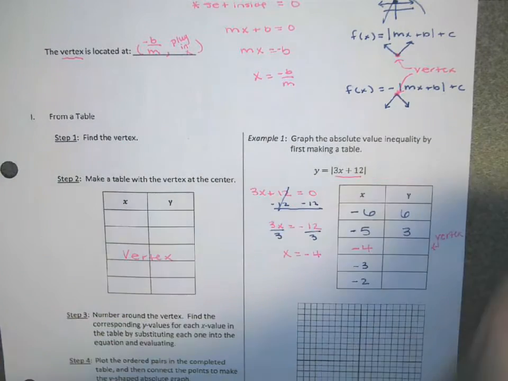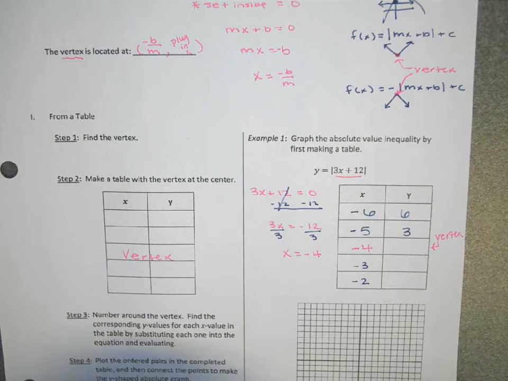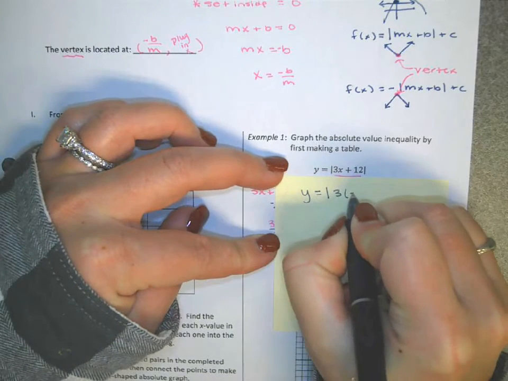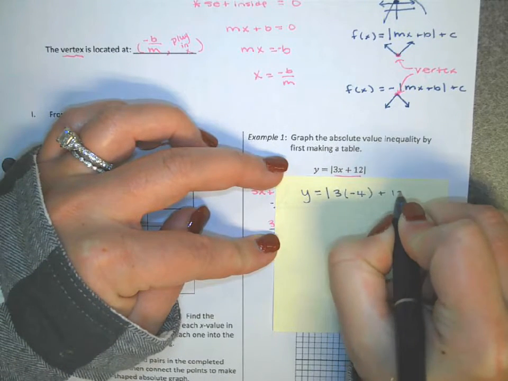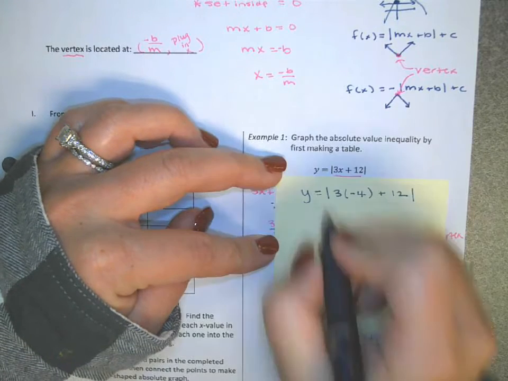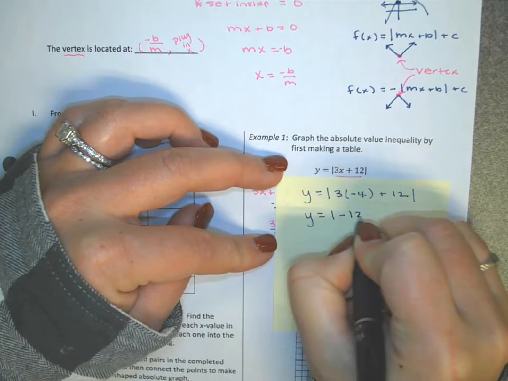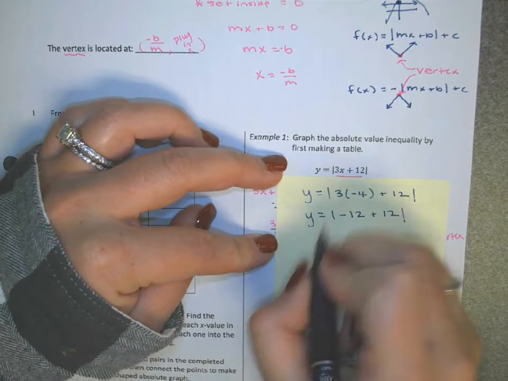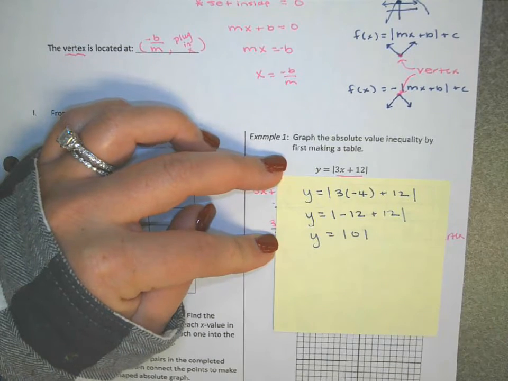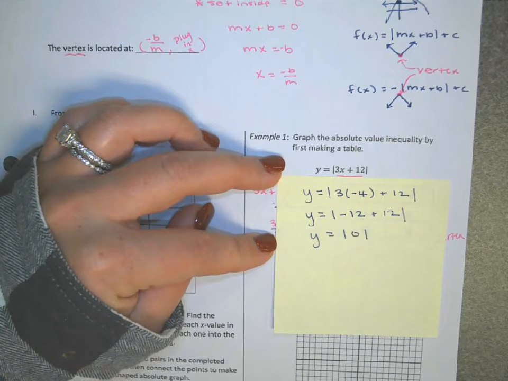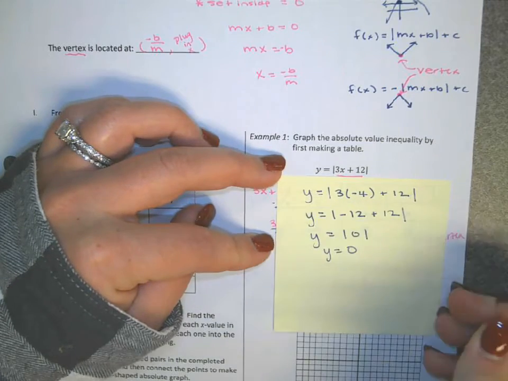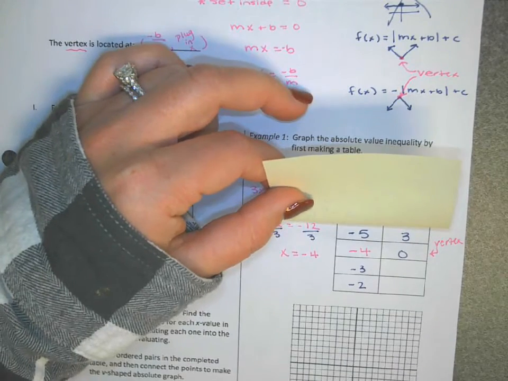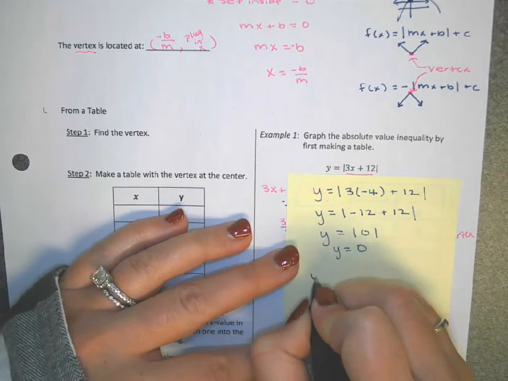Okay, now we're going to do it where we're going to plug in negative 4. Y equals the absolute value of 3 times negative 4 plus 12. 3 times negative 4 is going to be negative 12 plus 12. Which is 0. And how far away is 0 from 0 on the number line? So y equals 0. So I'm going to put that in there. Now I'm going to plug in negative 3.